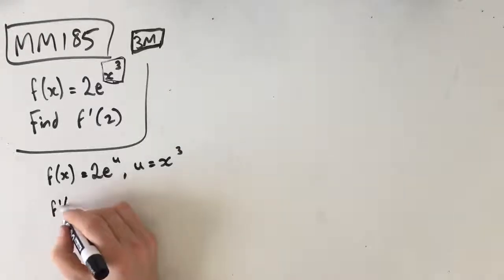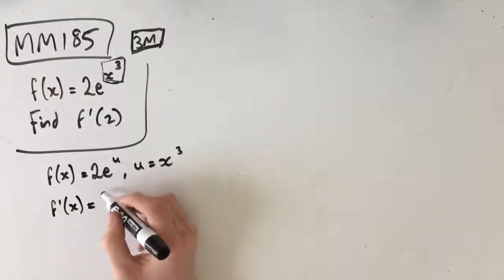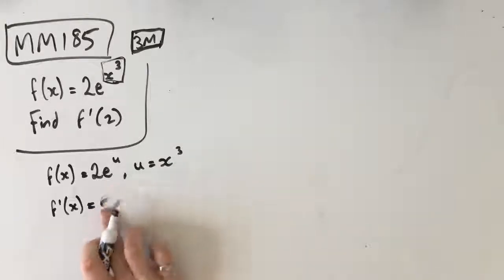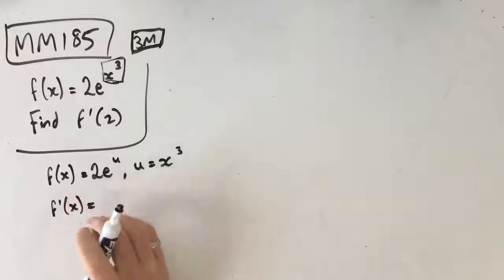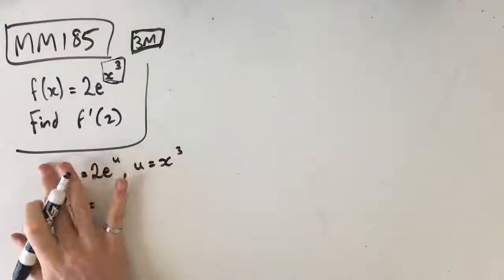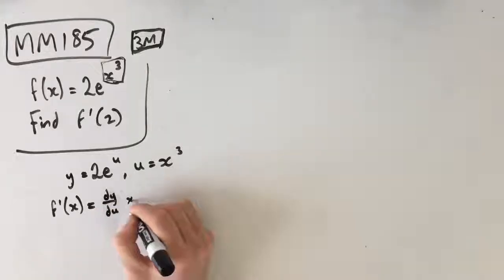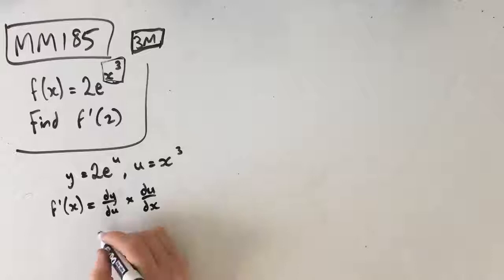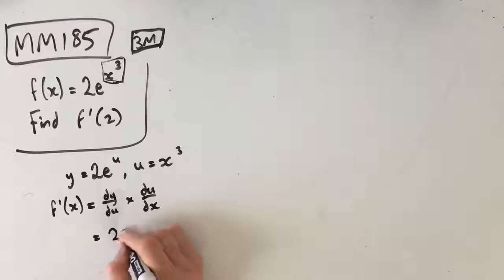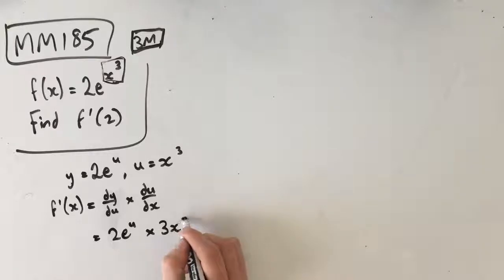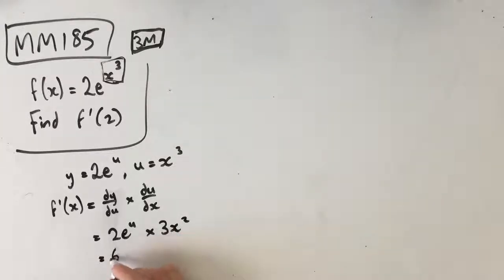From here, we know that f dash of x is equal to the derivative of this one, so let's call this y actually. It's kind of going to make things easier. So y equals that. Dy du multiplied by du dx, as always, guys. Dy du is just equal to 2e to the power of u, so that doesn't actually change, multiplied by du dx, which is 3x squared. Awesome. Which means we get 6x squared e to the power of x cubed.